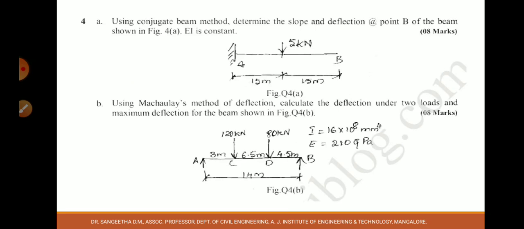The fourth question, the first one, is a conjugate beam method. We will be discussing in the next videos. And the next one, 4b, is a Macaulay's method, which is a simply supported beam, 2 point loads. E and I values are given. So this problem is just very similar to the one which we have solved recently.